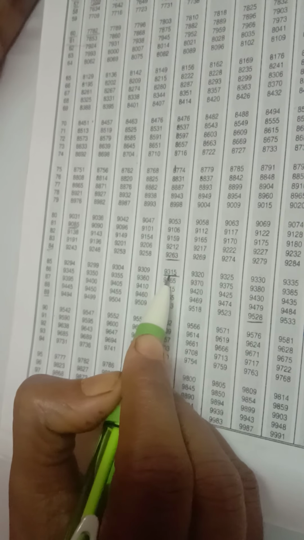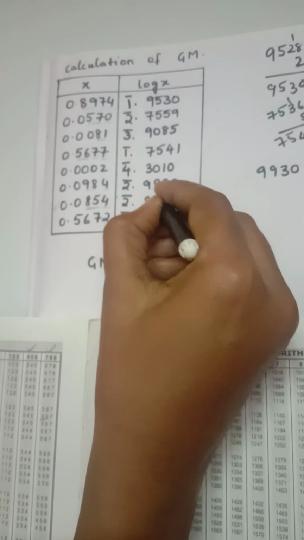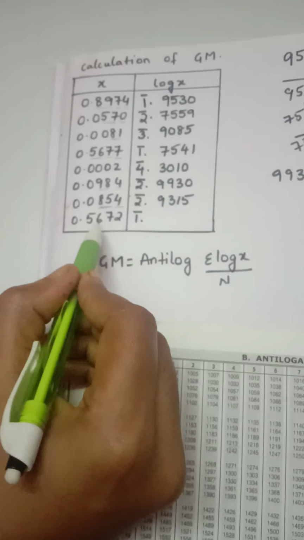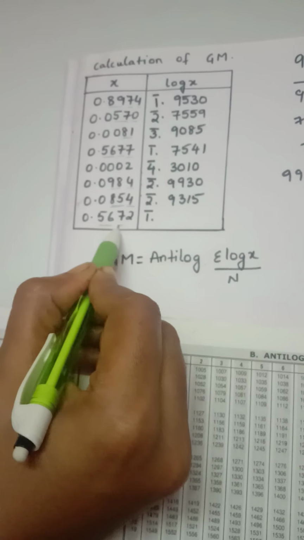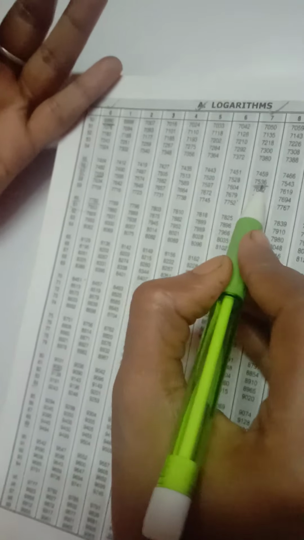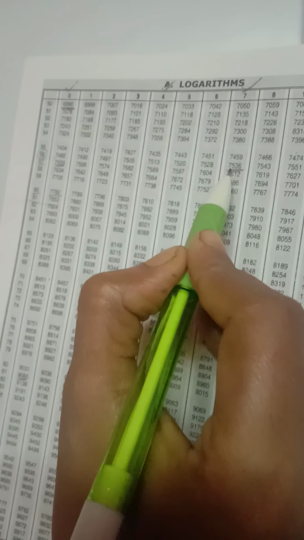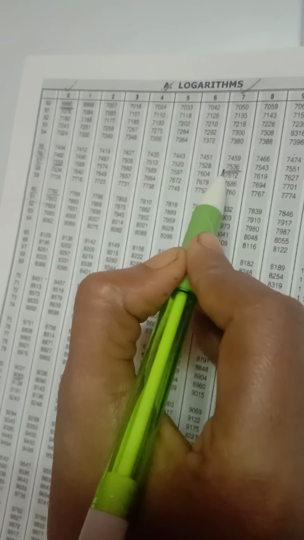85 at 4. So 4 means 9315. 9315 is the value. Next one, last one, 56 at 7, we need to refer it. So 56, coming to the 56, 7 is 75. See, 56 at 7th column, we have the 7th number column, 7536.